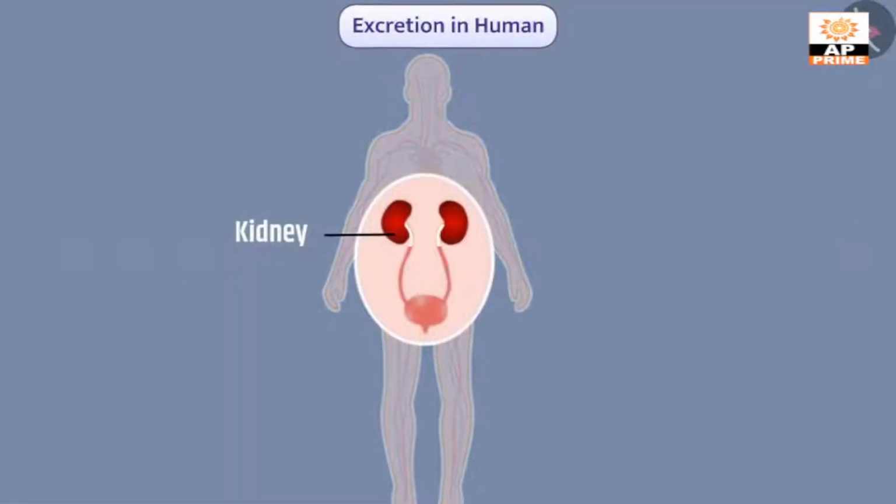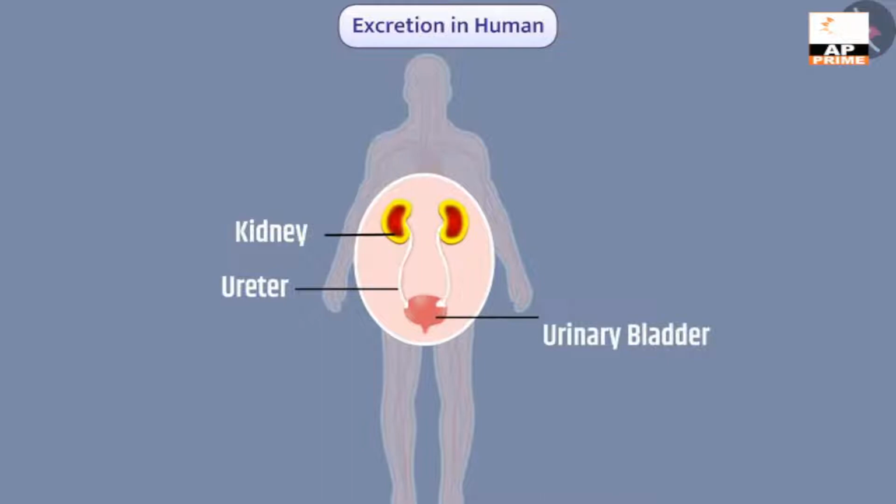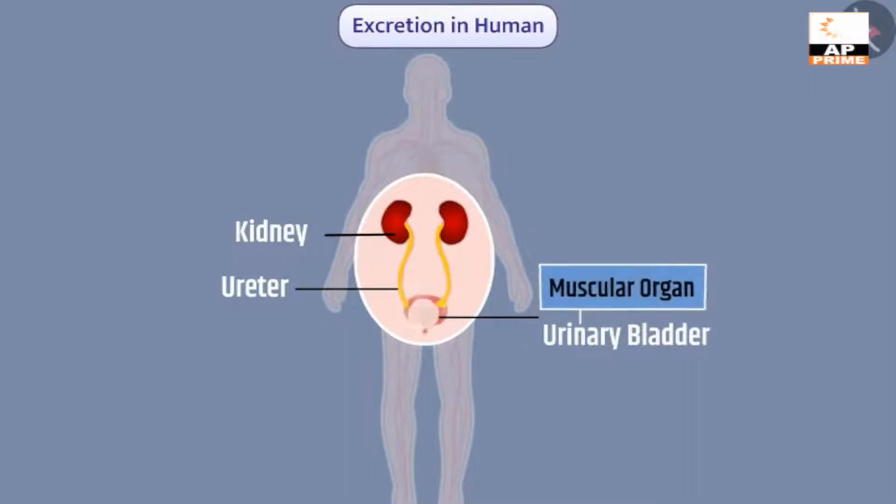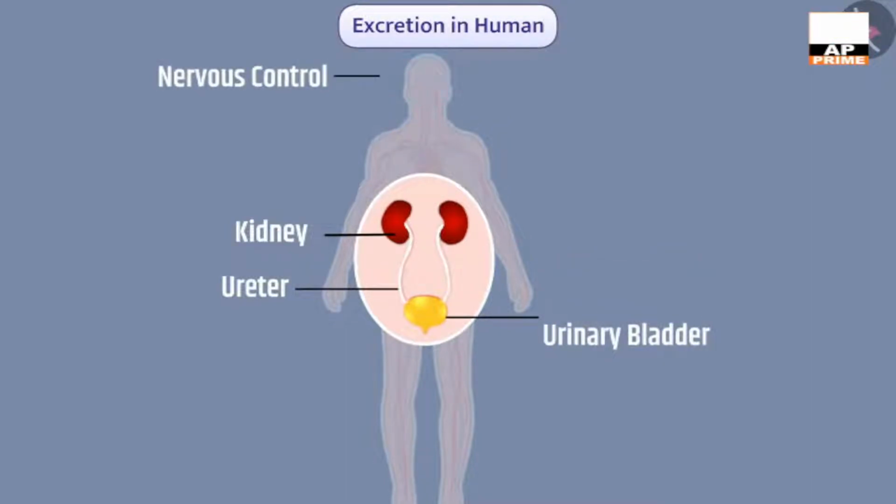Each kidney is connected to the bladder by a long tube. Each tube is called a ureter. It carries urine from the kidney to the bladder. The bladder is a muscular organ in which urine is stored. Urinary bladder is under nervous control. Therefore, the release of urine from the body is under human control. When the bladder expands, urine is carried out of the body by the urethra by the pressure of the expanded bladder.